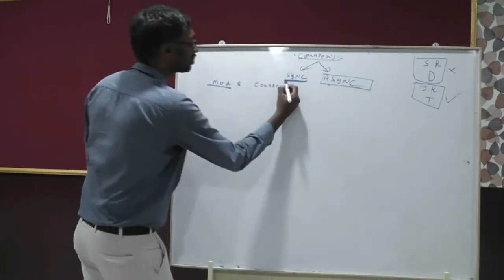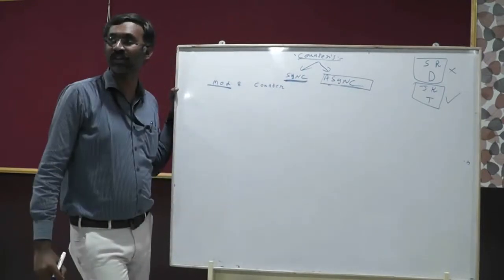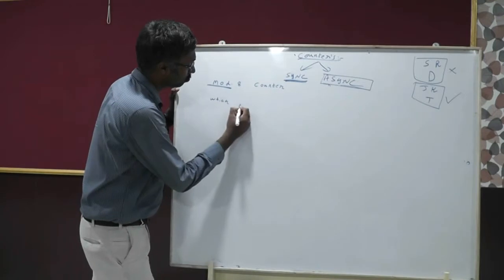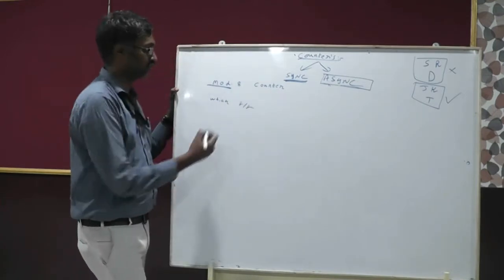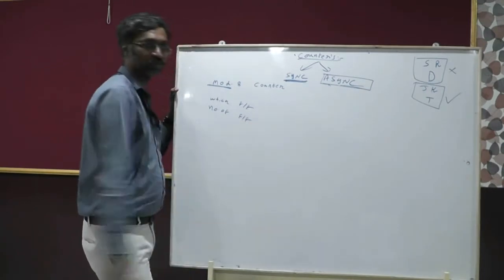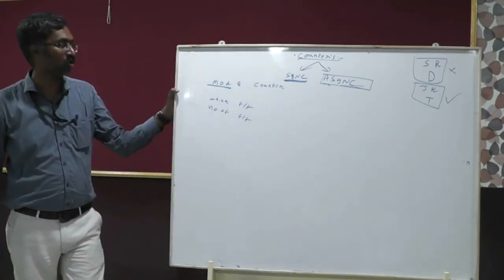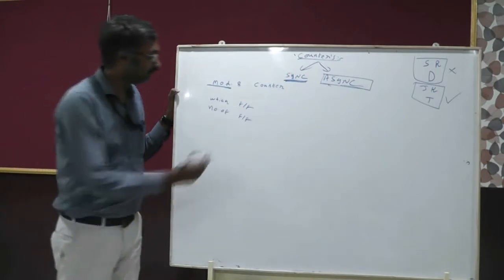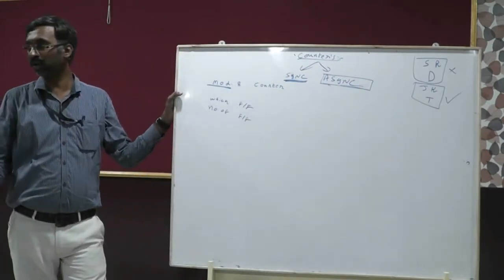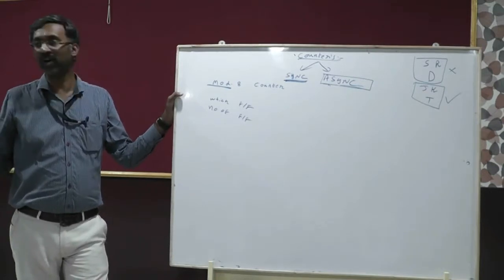So for synchronous, what are things we need? Flip-flop, which flip-flop? Next one, number of flip-flops. Next one, we have to draw the truth table. So for that, what happens here?